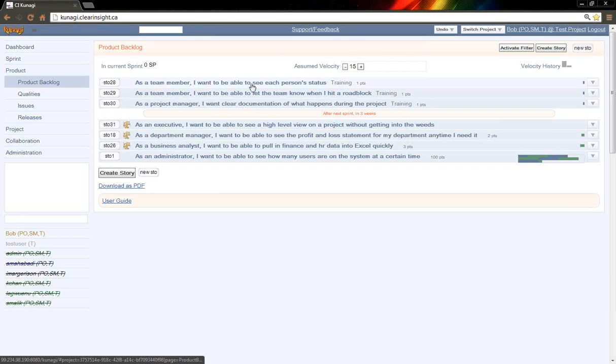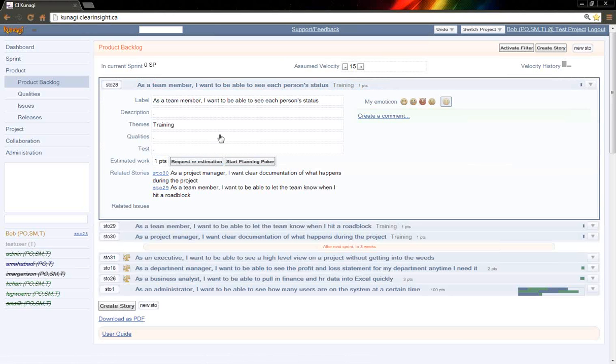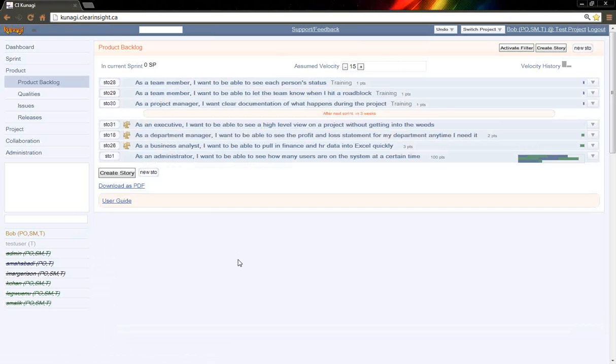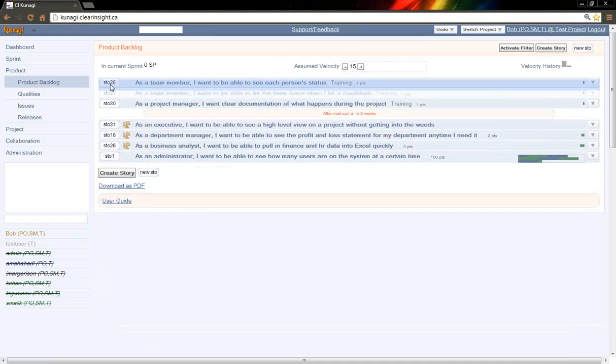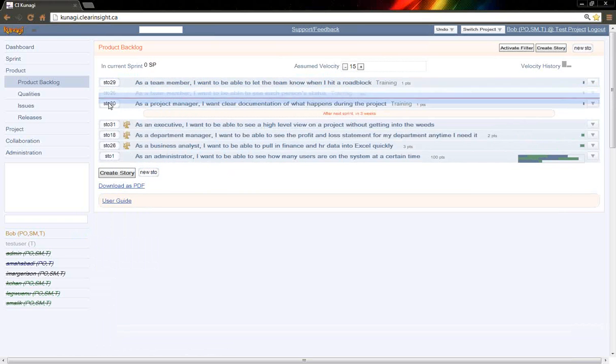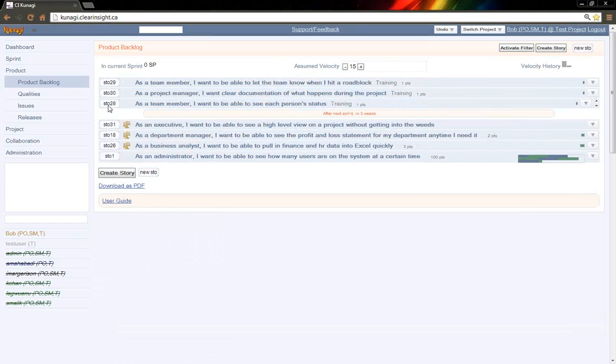Now, as a team member, I want to be able to see each person's status. As a team member, I want to be able to learn. As a team member, I want to be able to let the team know when I hit a roadblock. And for each one of these, there's different levels of detail, could be some other things that are related to it, and there's an estimate here. So this estimate was provided by someone on the team, and whoever is the product owner, they get a chance to move these things around, up or down, depending on what makes sense for the business at that time.